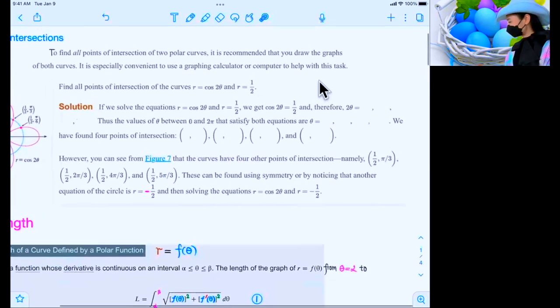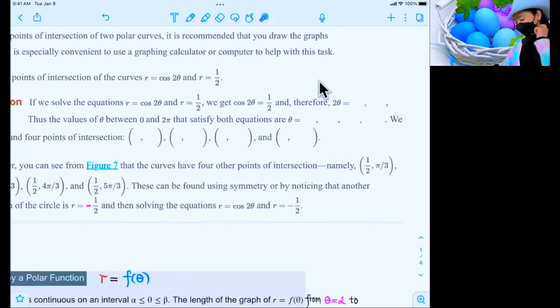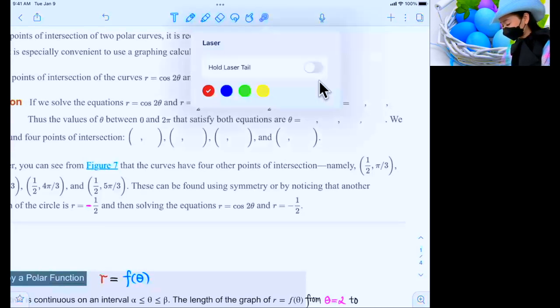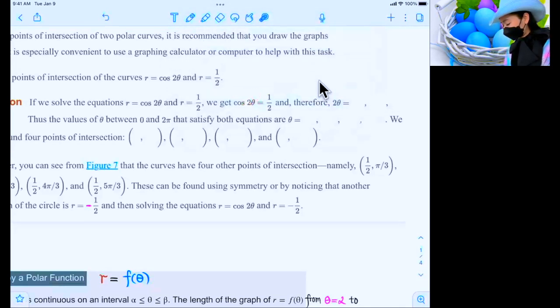Okay, I'm looking for 2 theta, not theta. Cosine of what is equal to 1/2? Let's think about the first quadrant. At the first quadrant, cosine of what equals 1/2? Pi over 3, right? So that's one of them. In the first quadrant, pi over 3.